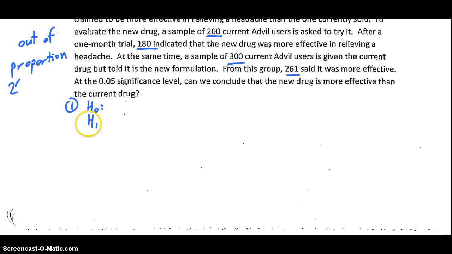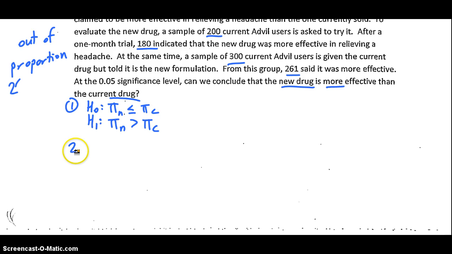Null and alternate hypothesis. Again, look at the last sentence for the alternate hypothesis. Can we conclude that the new drug is more effective than the current drug? So this is a proportion, so we're going to use pi. And we want the new drug to come first. So pi new, I'm just going to use n, is greater than pi c for pi current. If that one's greater than, the opposite would be less than or equal to. Remember, the one without the equality is the alternate hypothesis.